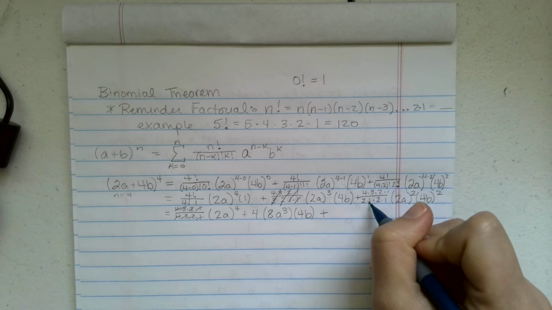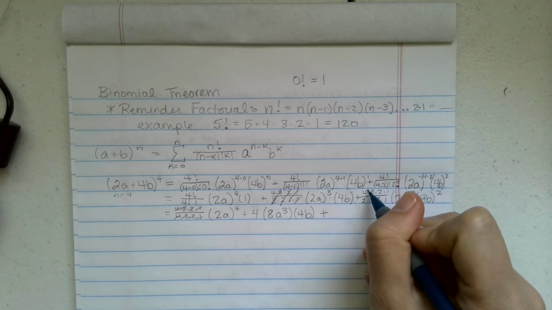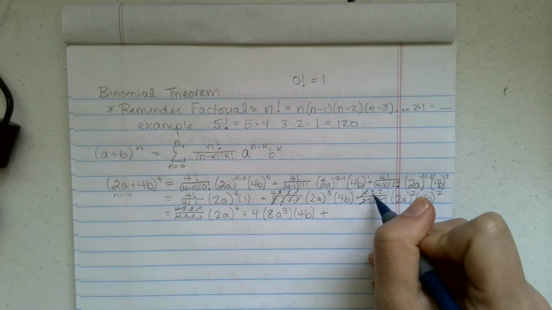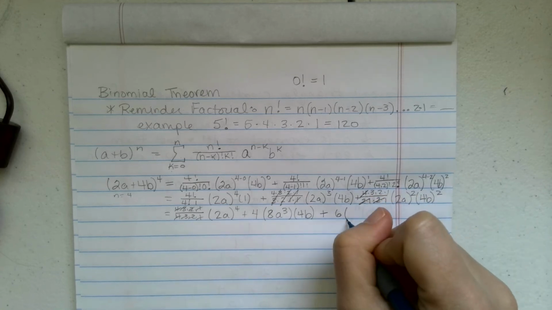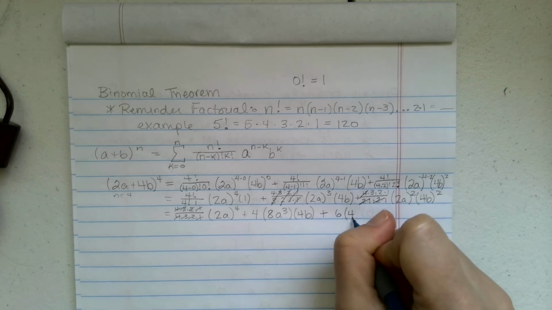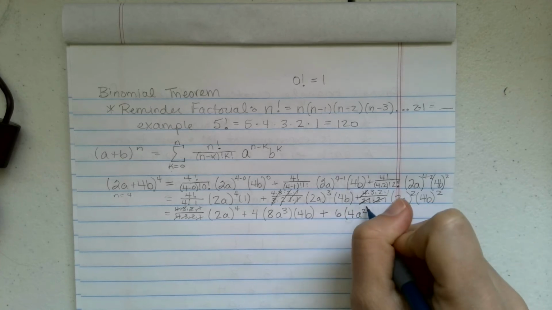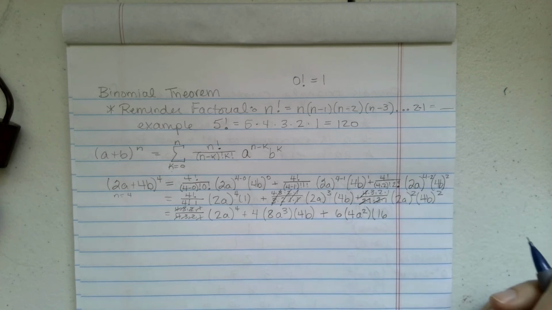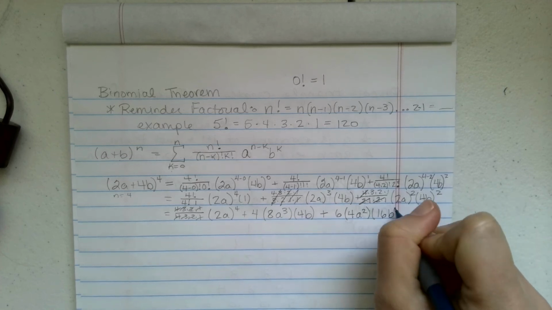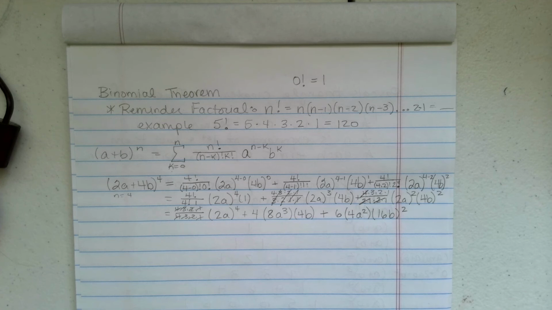I have 2 times 2 on the bottom, so it's really just a 1. So I have 3 times 2 times 1, or 6, as that coefficient. 2 squared is 4. A squared is a squared. 4 squared will be 16. B squared. And then we'll have to keep going.